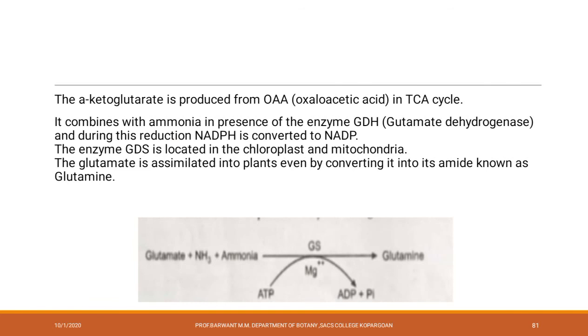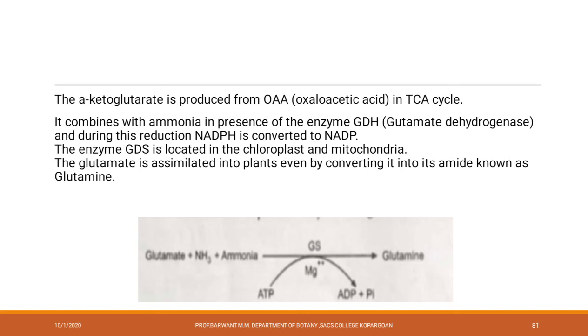The alpha ketoglutarate is produced from OAA, oxaloacetic acid, in the TCA cycle. It is combined with ammonia in the presence of GDH, glutamate dehydrogenase. During reduction, NADPH is converted into NADP. The enzyme GDH is located in the chloroplast and the mitochondria.